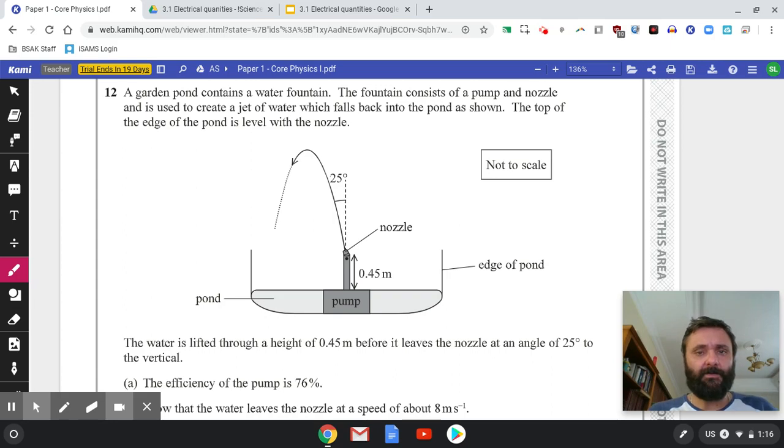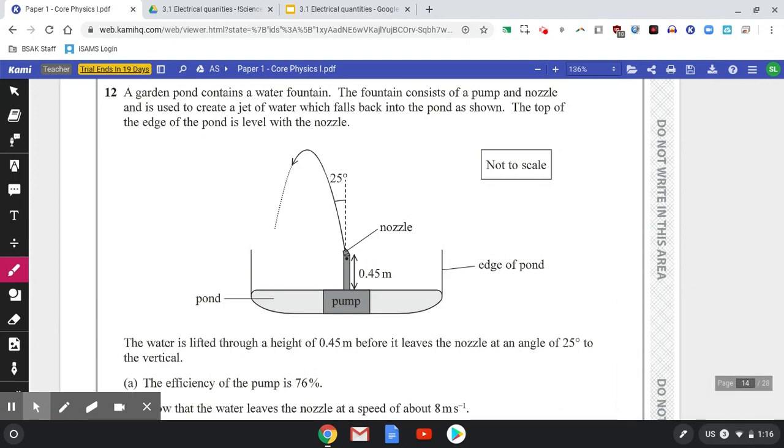Right, question 12. It's quite a nice question that combines both projectiles and energy. So let's have a look at this. We've got a garden pond that contains a fountain. The water's been pumped and ejected into the air, and it's going to follow a parabolic curve, isn't it? So that gets us thinking about efficiency first, which is nice.